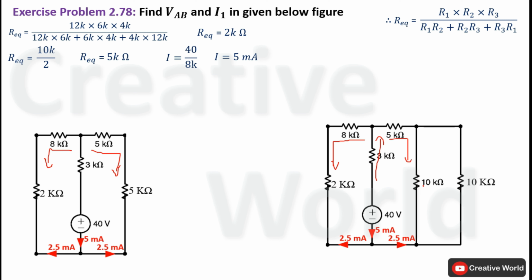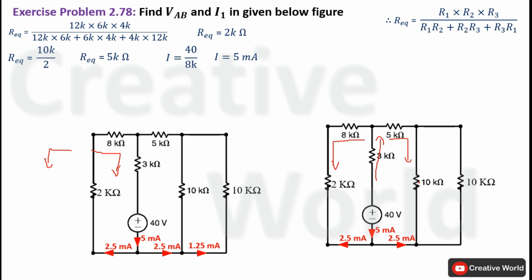Now we will find current through these branches. In this case, the total supplied current is 2.5 milliampere, and it will distribute equally among both branches because both have the same resistances. So the value of current through this branch as well as this branch will be 1.25 milliampere. Again, the direction of current through this branch will be clockwise.